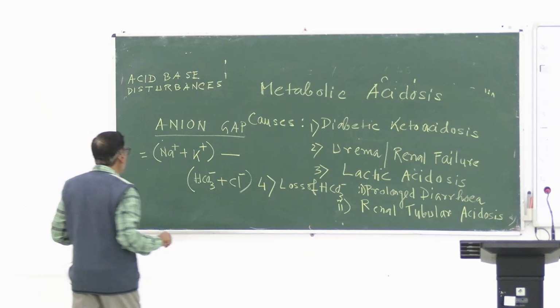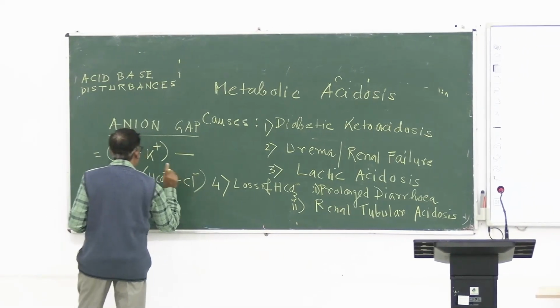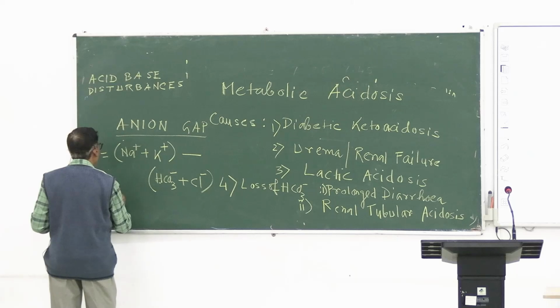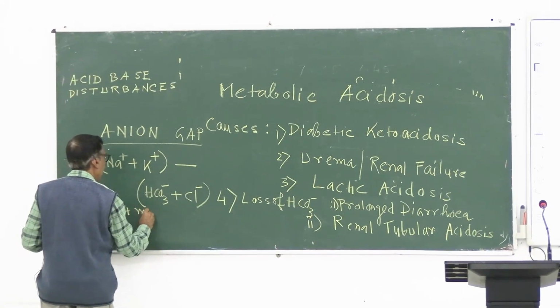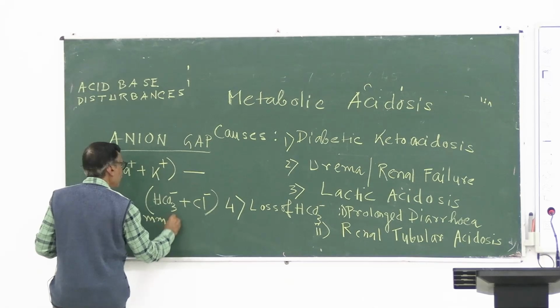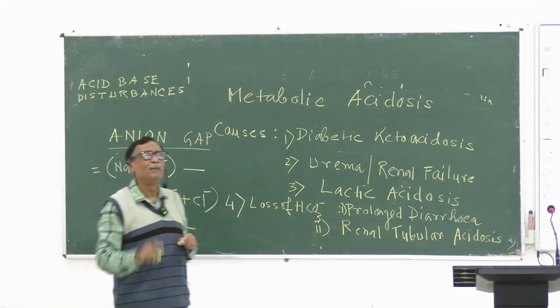So the calculated anion gap, what we call anion gap, it is this, and its value is 12 to 14 millimole per liter. So what happens in metabolic acidosis?